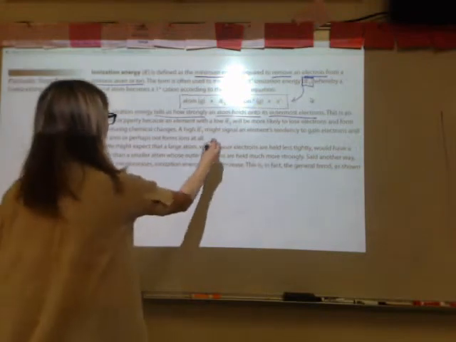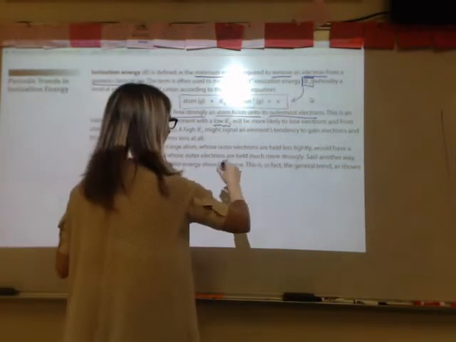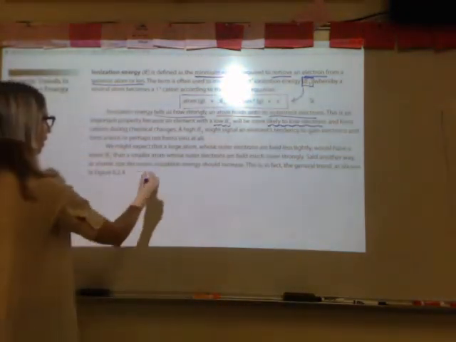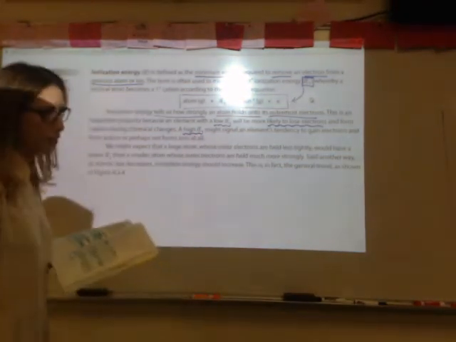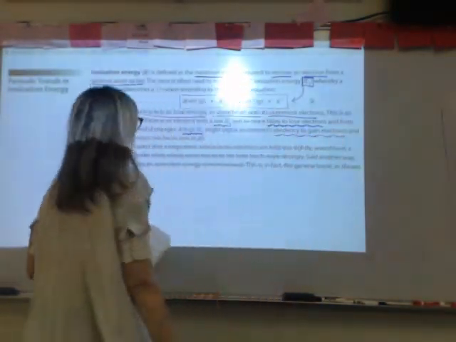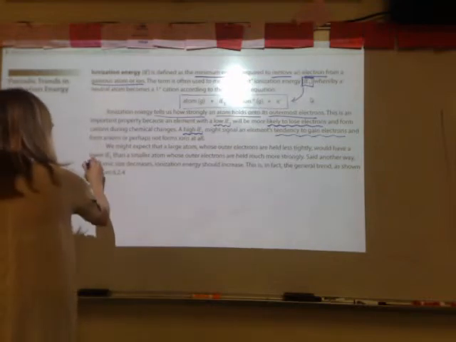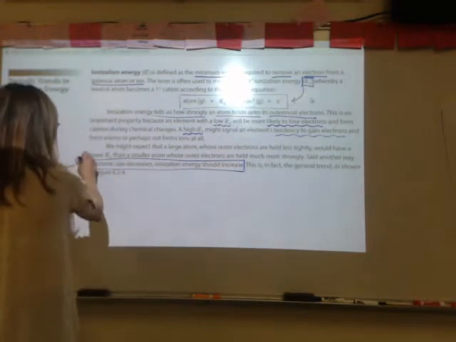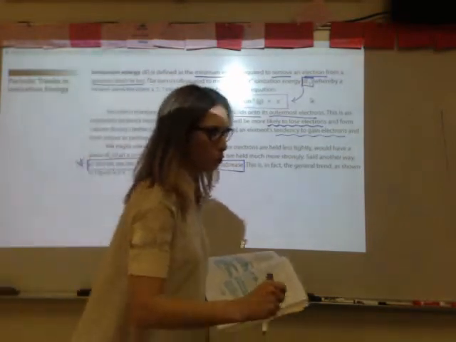Things that have low first ionization energies are likely to lose electrons and form cations, whereas things with high first ionization energies tend to gain electrons and form anions, or they may not form an ion at all. One thing that you should know is, as atomic size decreases, the ionization energy should increase because it's going to be harder to remove an electron in a smaller atom where that electron is closer to the nucleus.